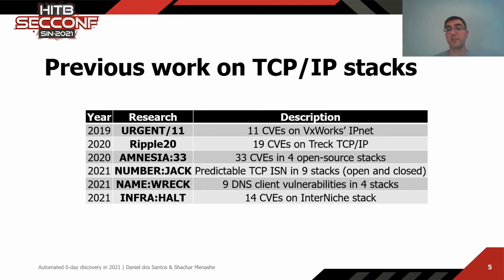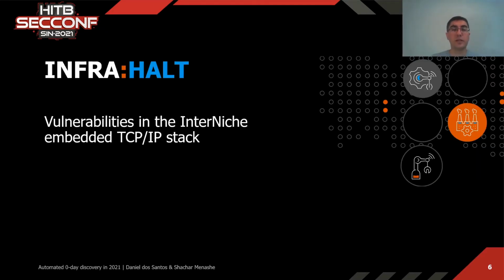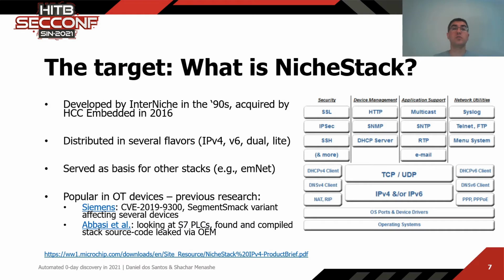Right. So what is INFRA:HALT? The target for this research was NicheStack, also known as InterNiche, which is an embedded TCP/IP stack developed by InterNiche in the 90s and acquired by a company called HCC Embedded in 2016. It's distributed in several flavors, such as IPv4, IPv6, a dual combination of both, and a light version. And it served as basis for other stacks, right, such as EMNet.